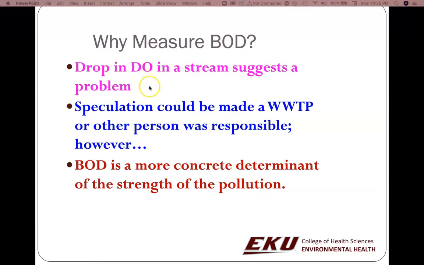And you can only measure DO from 8 to 0, or from 10 to 0, or whatever the temperature of the water allows the DO saturation to be. So a drop in DO, what could cause that? A lot of things could. Speculation could be made that it was the wastewater treatment plant, but somebody could also say it's the cattle, or it's all the algae, or it's something else. So BOD is a more concrete determinant of the strength of the pollution. It's more long-lasting, and it's something that we can measure.